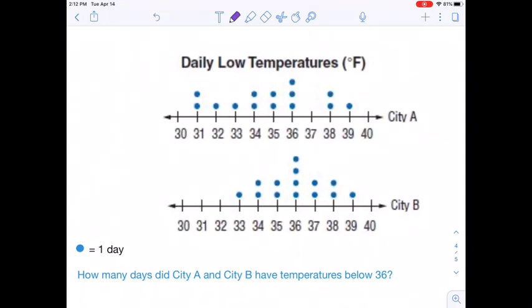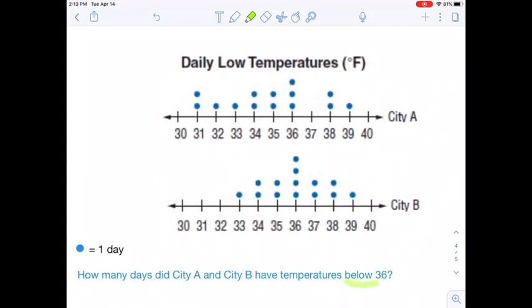Okay, last one for today. Daily low temperatures. We have a city A graph and we have a city B graph, and we have a dot equals 1 day. Okay, let's look at our question and see what we need to know. How many days did city A and city B have temperatures below 36? Let's start like we did the very first one that we did. We're going to look at city A first.